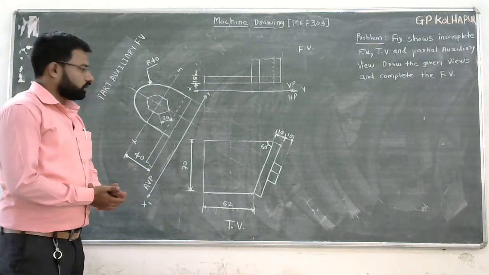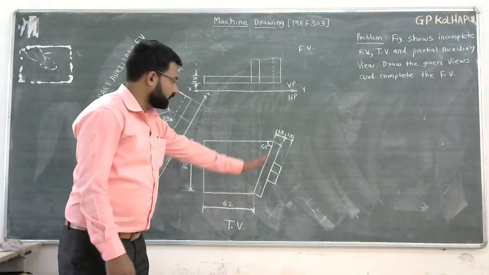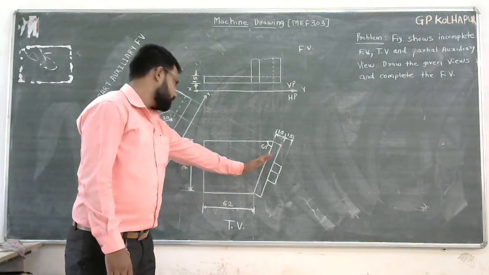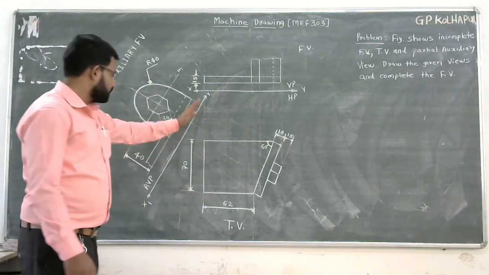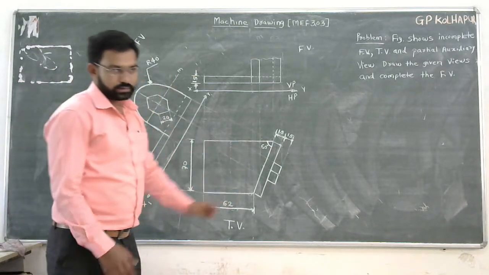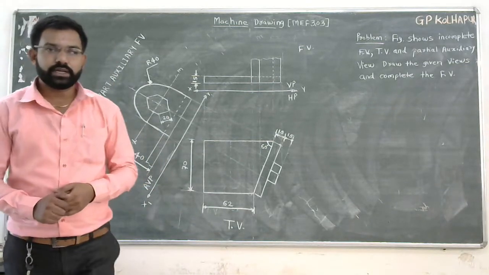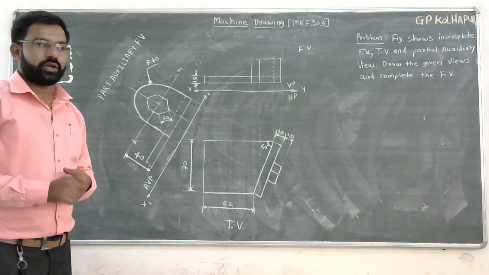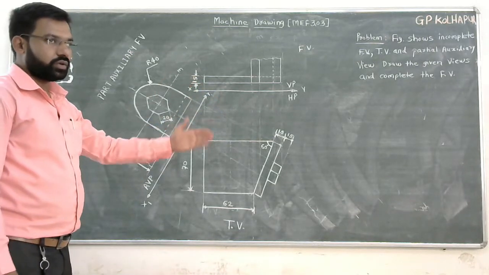To get the true shape of this vertical surface, you have to draw a plane parallel to this surface. So you have to draw the plane at an angle of 60 degrees. This is the auxiliary vertical plane, which is parallel to this inclined surface. What is an auxiliary vertical plane? It is a plane which is inclined to VP and perpendicular to HP.